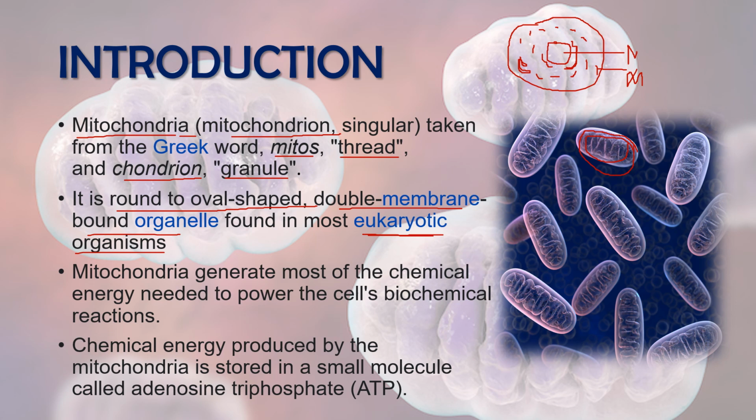Mitochondria generate most of the chemical energy needed to power the cell's biochemical reactions. Why are our cells blessed with these small organelles? Because they help in producing energy, which is required by a cell to perform its activity. The energy produced by these mitochondria is stored in a small molecule known as adenosine triphosphate, or we can say ATP.